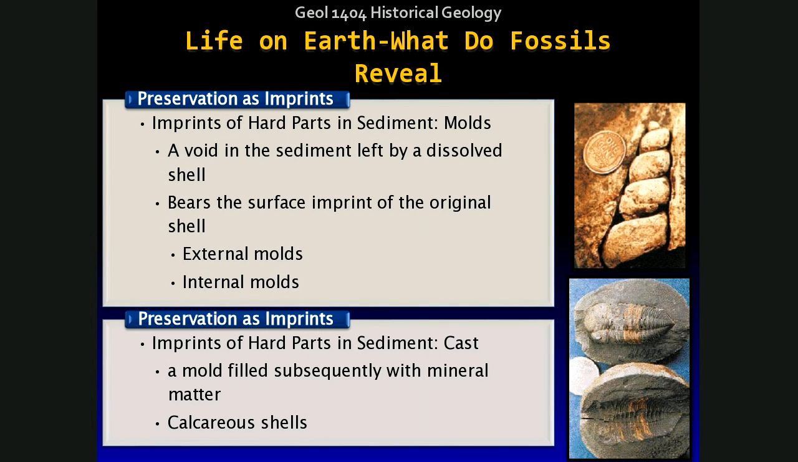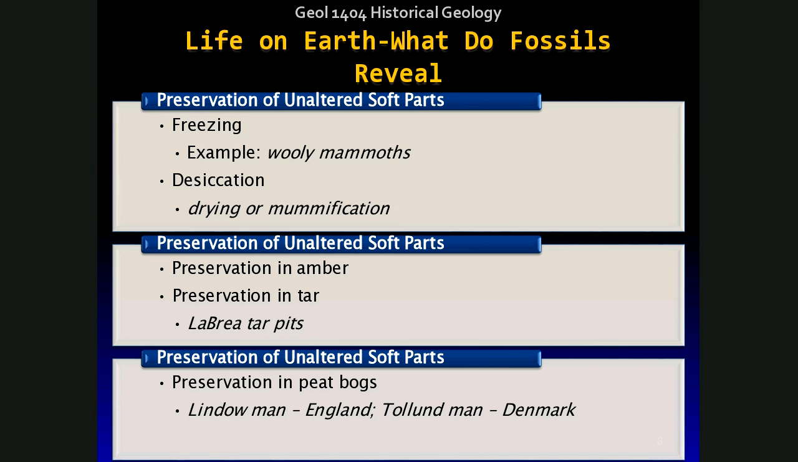So first we talked about altered hard parts, then we talked about unaltered hard parts. Fossils can also be preserved as imprints, during which molds or casts may form. A mold is a void in the sediment left by a dissolved shell. So when the sediment covers a hard part like a shell, for example, and then later if the shell dissolves, that leaves an opening in the sediment, and that's the mold. And if this opening is filled later with chemical material by precipitation, then we call that a cast. So these types of fossils are imprints.